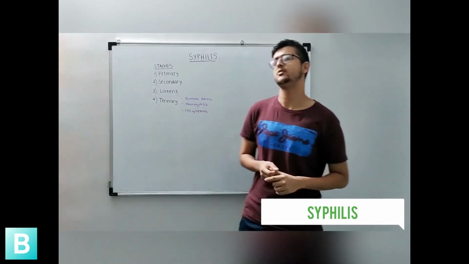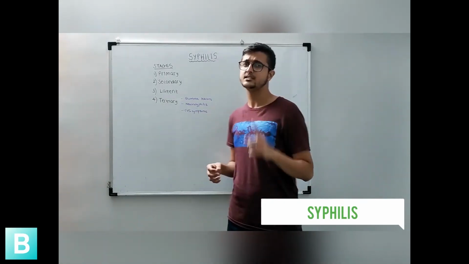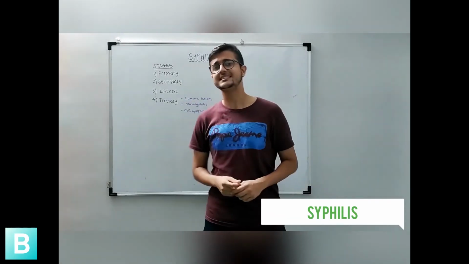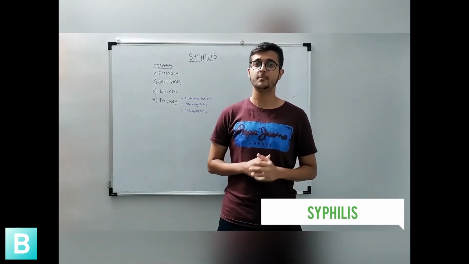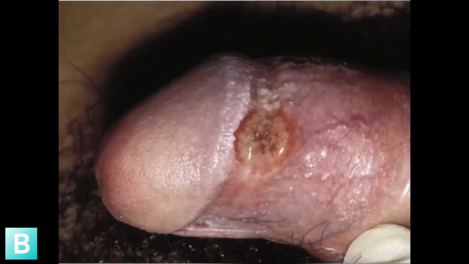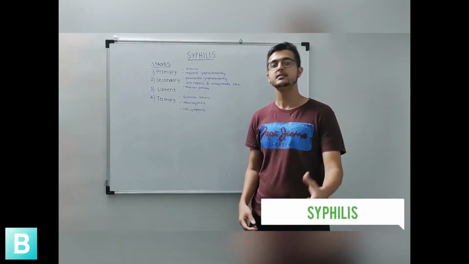So syphilis is normally divided into 4 stages. First is the primary stage. The primary stage is characterized by regional lymphadenopathy along with the presence of a primary chancre. The primary chancre is an indurated, painless ulcer which is normally present on the labia in females and on the penis in males.